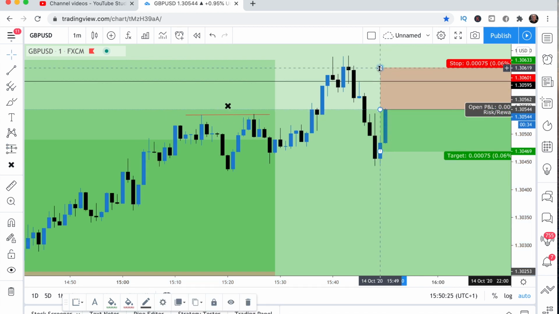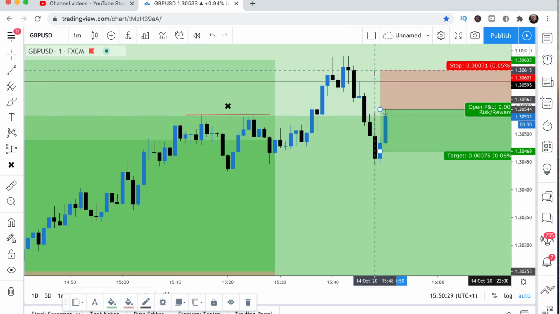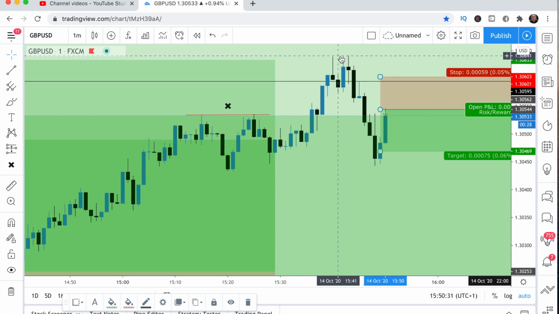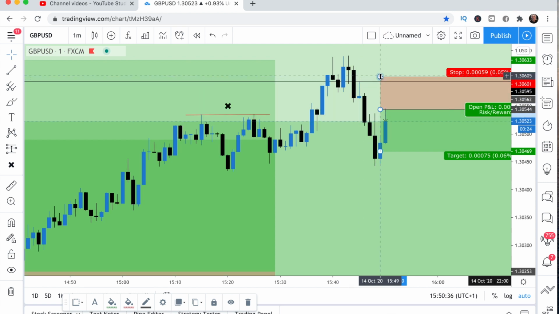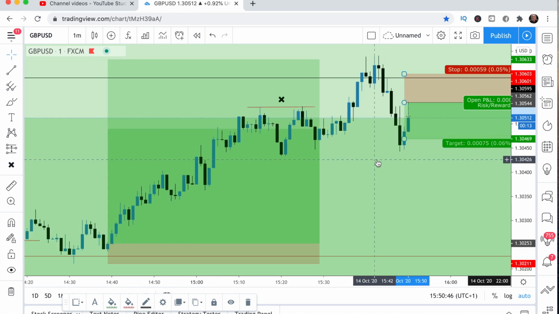I'm going to put my stop loss above this high, okay? I don't need to put it above this high, that was for this move up here. I'm going to put it above this high here, so 1.3060, where my other entry is. So that's what I'm doing. Guys, you're going to see this live now. I'm just going to let it play out so you guys can see.